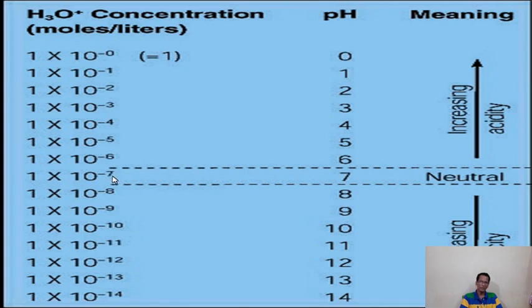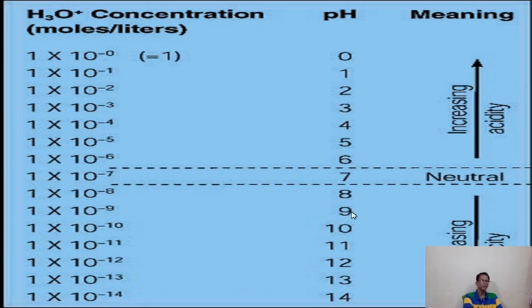Greater than 10 to the power minus 7 means 10 to the power minus 6, 10 to the power minus 5, like this, up to 10 to the power minus 0. That means H plus ion concentration is increasing, but pH value is decreasing. So the acidic character is increasing from 10 to the power minus 7 to 10 to the power minus 0, but pH value is decreasing from 6 to 0. So when acidic character increases, pH value decreases.